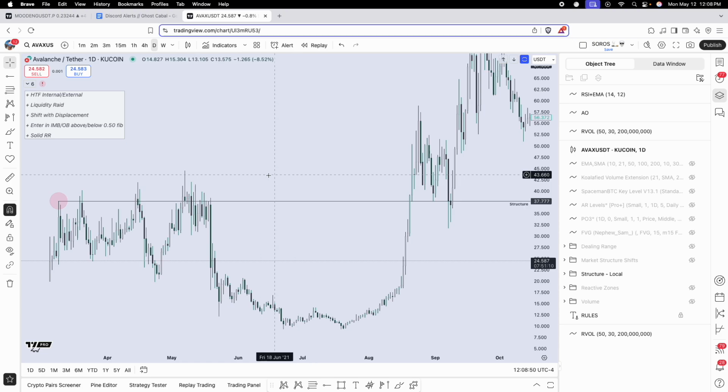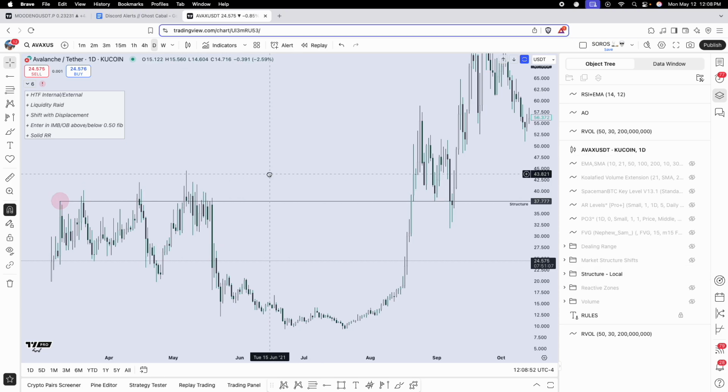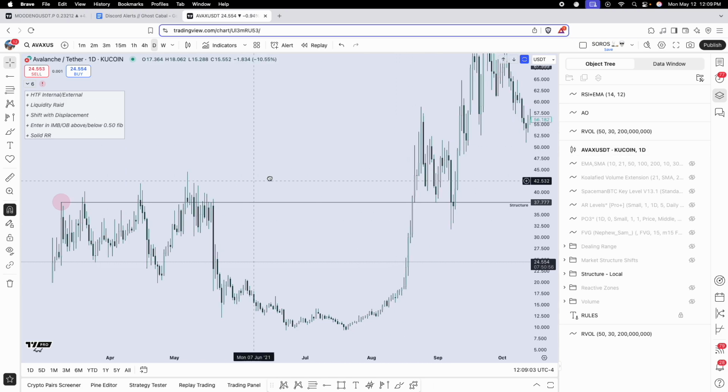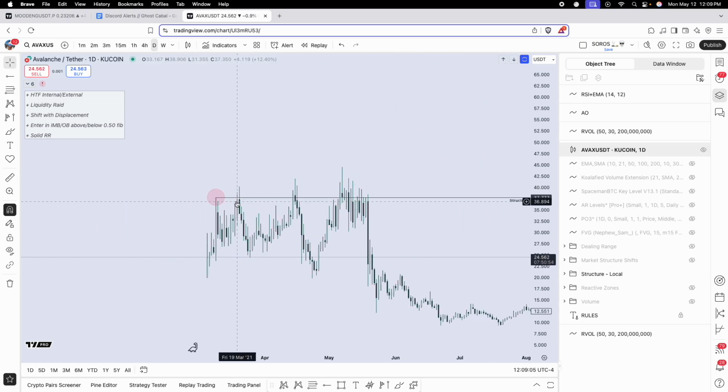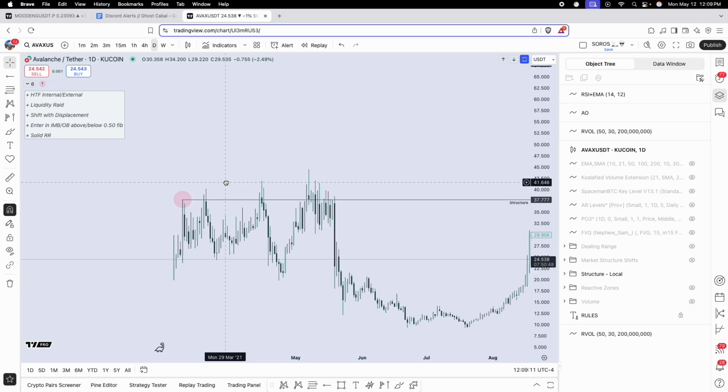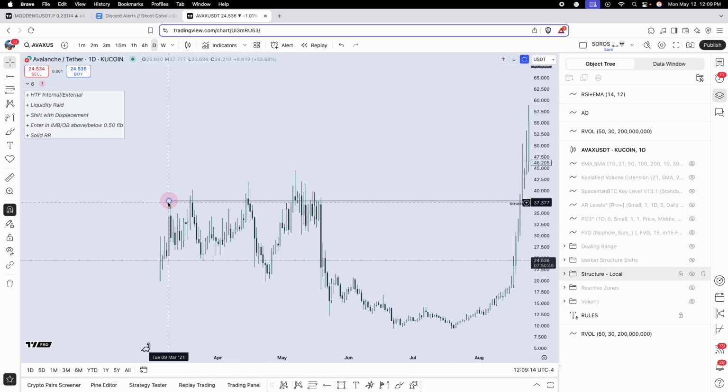So the idea is if it wicks above, it's not a shift. If it barely closes above, it's not a shift. It should always have displacement above the previous structure with candle closures above. Then you confirm a shift. So you can see here it only wicked above. That was a liquidity raid that sent it back down. That wasn't a shift. It didn't close on that time frame. It didn't close a candle above the previous pivot.